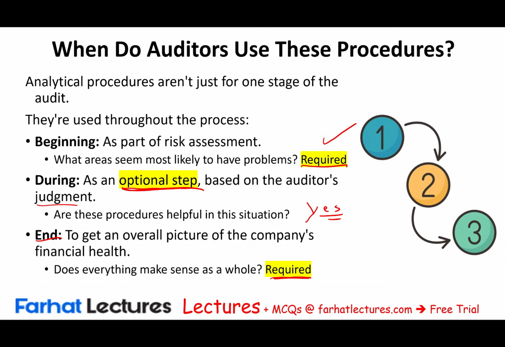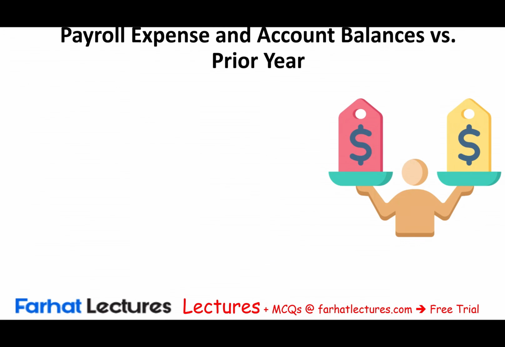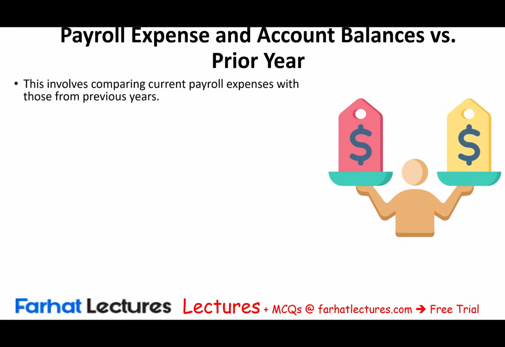Now we're going to dive into specific analytical procedures as we are going through the audit, to help us as substantive testing. We're going to start by looking at payroll expense and account balances versus the prior year. So what can we do? Well, we can compare current payroll expenses with those from the prior year, comparing this year to last year.